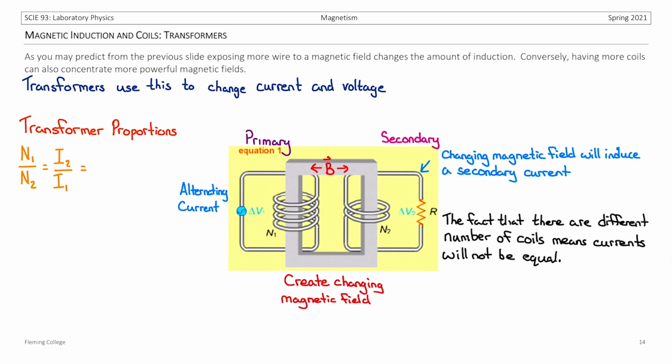And because current and voltage are related, we'll also see that the number of coils is proportional to the voltage in each coil. Throughout this whole thing, I kept saying coil. N here represents the number of turns in the primary coil and secondary coil. These two terms, turn and coil, get used interchangeably.